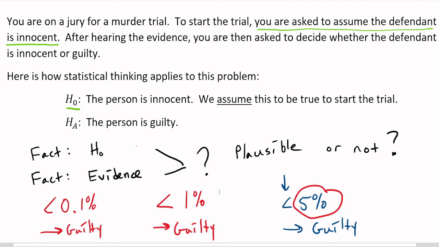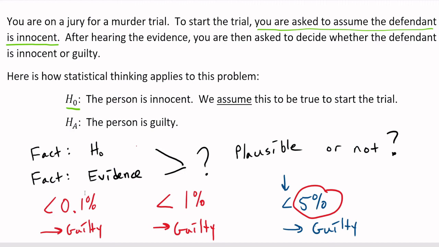You make the chance of that smaller, great. But flip side, if you make it much harder to convict a person, you're going to increase the chance that a guilty person goes free. Just think about that for a second. Lowering your alpha to 0.1% makes it harder to convict an innocent person. Woohoo, great. But the harder you make it to convict an innocent person, the easier you're going to make it to let someone go who's actually guilty.